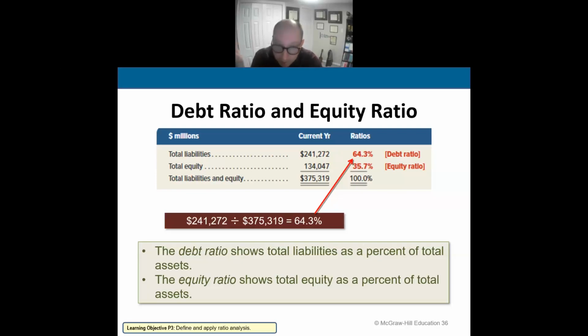How do I find the equity ratio? It's the opposite. The equity ratio is current year total equity divided by total liabilities plus equity. If you add the two together, they should equal 100%. Why does this matter? It's important in your personal life for cars and houses, and it's important in business life to understand how the company is being leveraged.